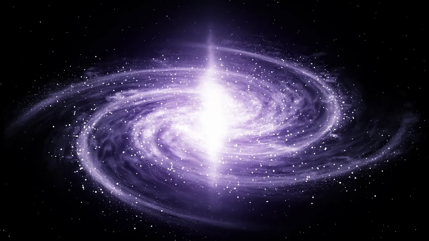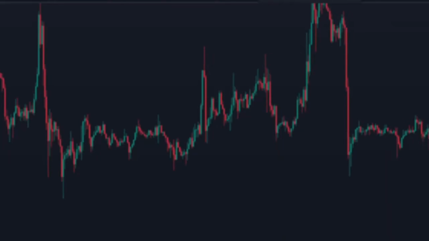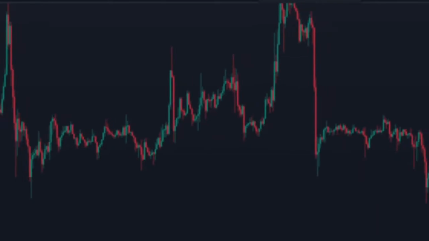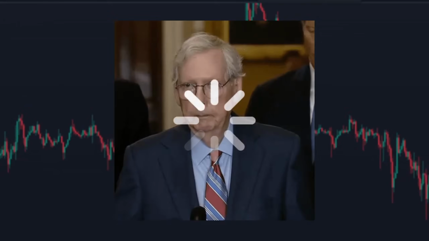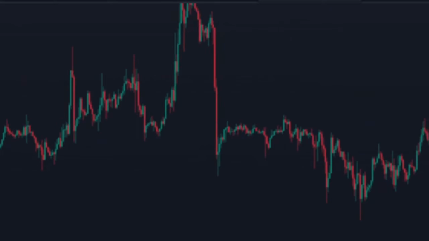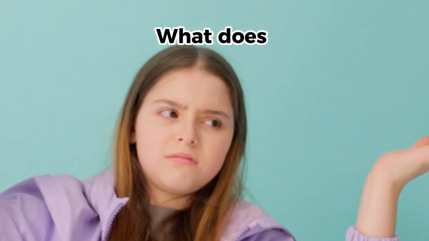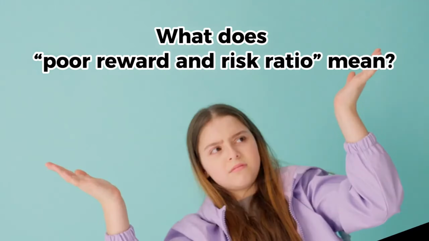But just like the laws of the universe, there is nothing that is great for all. EMA is a lagging indicator. Actually, it is super laggy, which will make you miss out on some big moves in the market, and also cause a very poor reward and risk ratio. I have a question. What does poor reward and risk ratio mean?